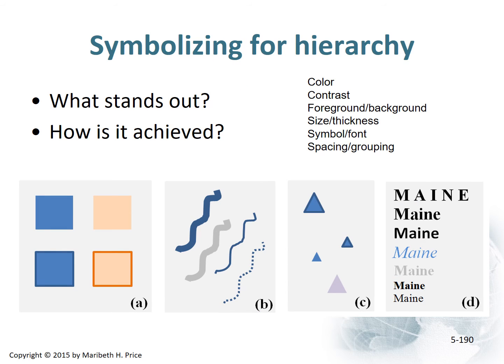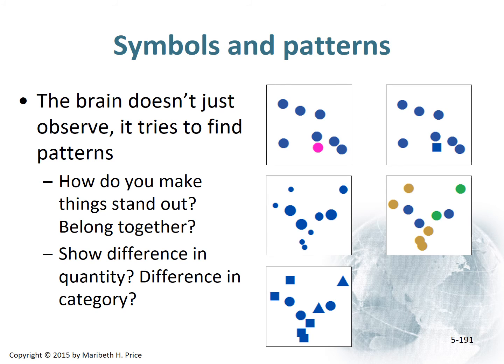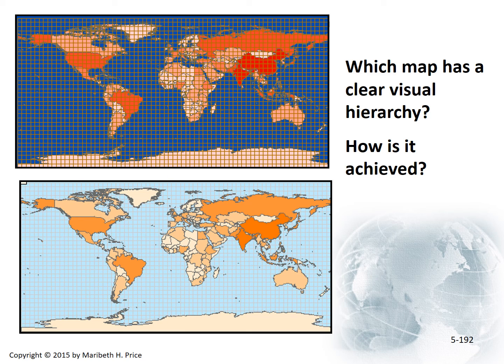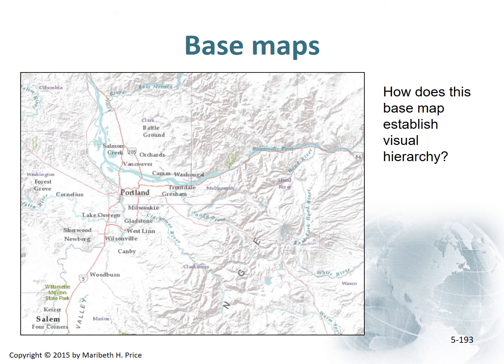Symbolization. Think about these different ways that you can symbolize things and what stands out, what catches your eye. Remember, there's lots of ways to represent stuff, and you just got to figure out what's really good for what you're trying to show. Visual hierarchy, a good example here is that the grids should be behind the mapped data, not in front of it. And you can see how that looks very different when you place that in the wrong spot. Base maps are really good to help you see things, but they belong in the background. They should not distract or detract from your other data.